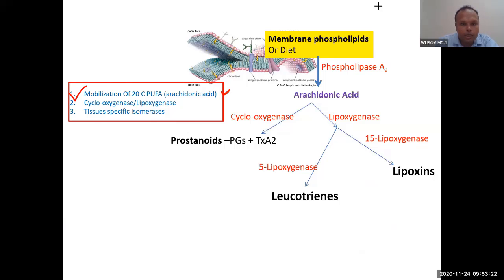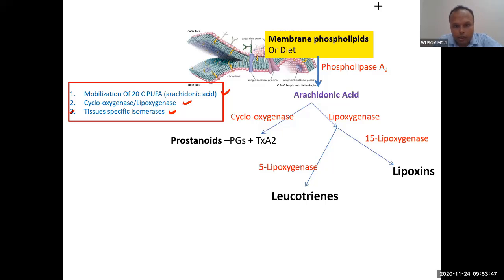I told you 3 steps are there. First is mobilization, and then second is cyclooxygenase, lipoxygenase, and then third is tissue specific isomerase that will convert to specific leukotrienes, specific prostaglandins, specific thromboxane. So this is done by third step.